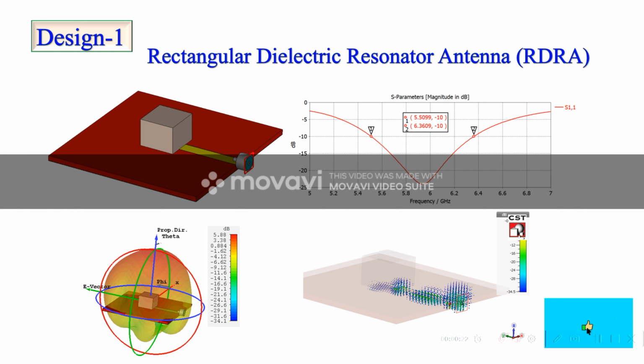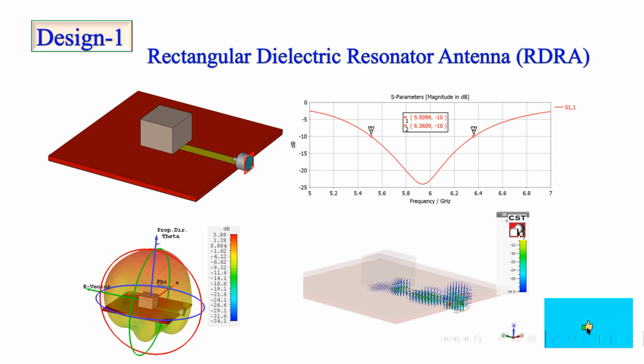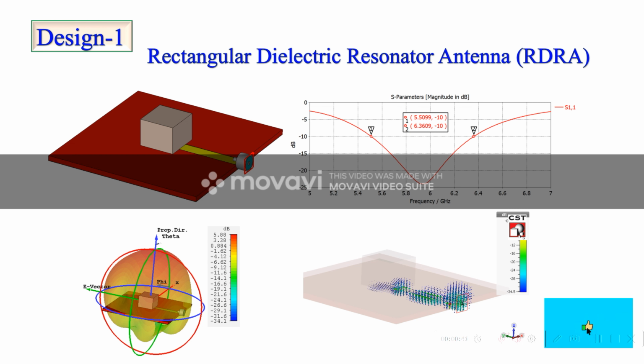So as you know, a dielectric resonator antenna is a radiating element which radiates the electromagnetic signal into free space. It is also called a transducer, which converts one form of energy to another form of energy and vice versa.